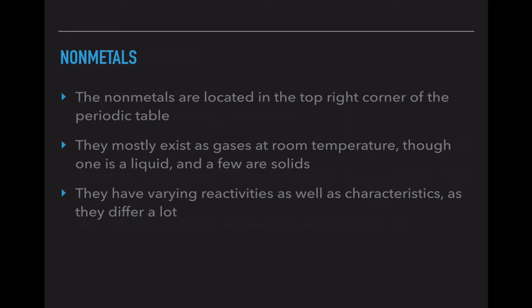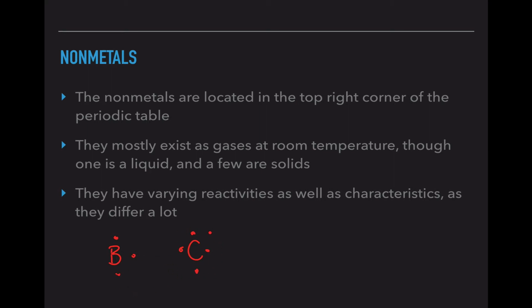They have varying reactivities as well as characteristics, and they differ a lot. So for example, boron has 3 valence electrons. So based on the gizmo that we've done in class, we have boron with 3 valence electrons. He is more reactive than carbon, who has 4 valence electrons. Boron only needs to kick 3 out.